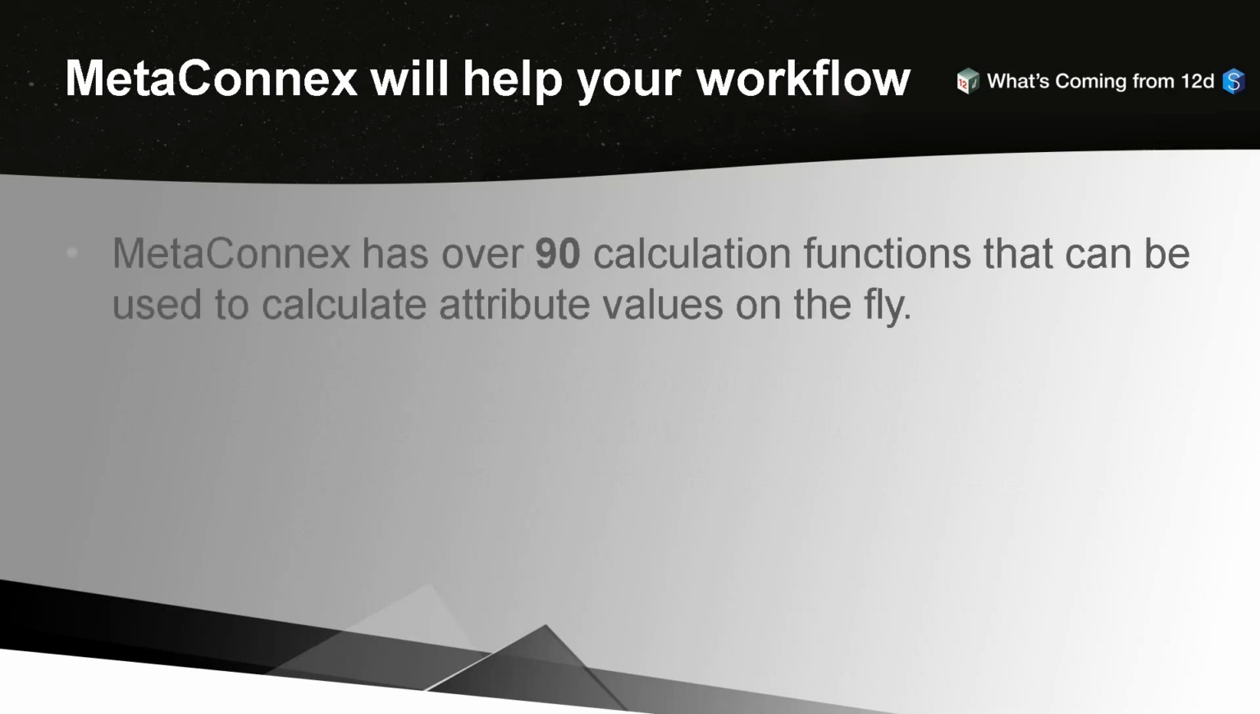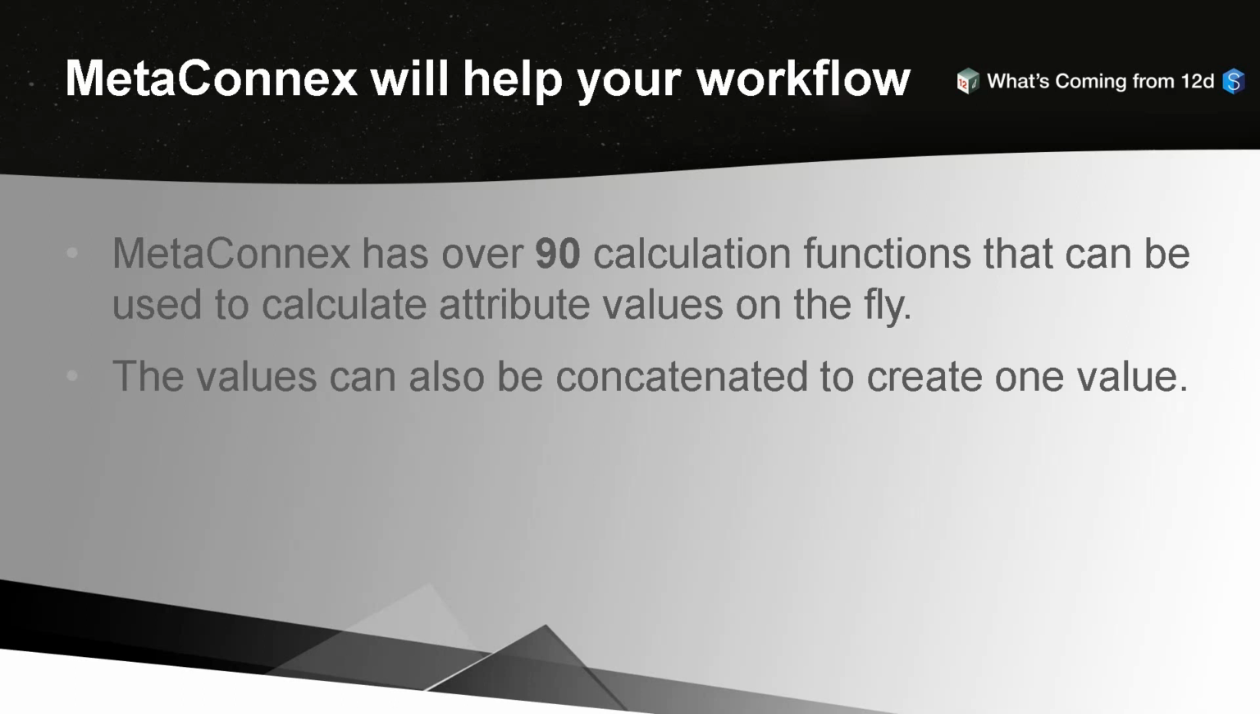MetaConnex has over 90 calculation functions that can be used to attribute values on the fly, as I just mentioned. So we'll go and have a look at those. The values can also be concatenated to create one value. So to create a value of the upstream pit name and downstream pit name, you need to get both of those values and join them together into one. So there's a whole bunch of cool things you can do like that.